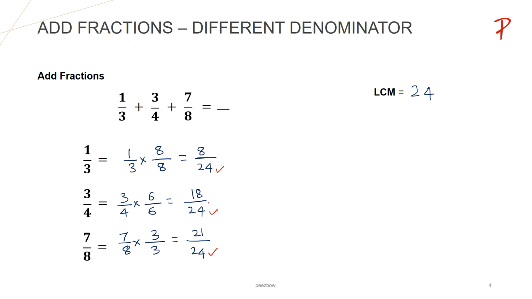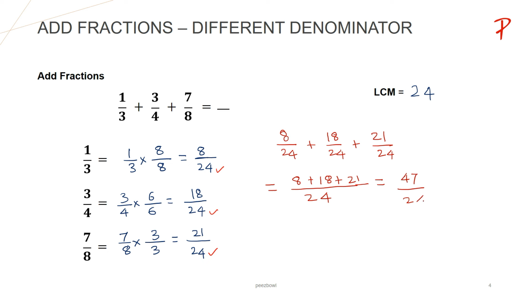So it is very simple to add three fractions now because we have a common denominator. I can say 1 upon 3 is 8 upon 24, plus 3 upon 4 is 18 upon 24, plus 7 upon 8 is 21 upon 24. To add the fractions, we simply write the common denominator at the denominator's place, and we add the numerators and write the sum at the numerator's place. So this is going to be 47 upon 24.